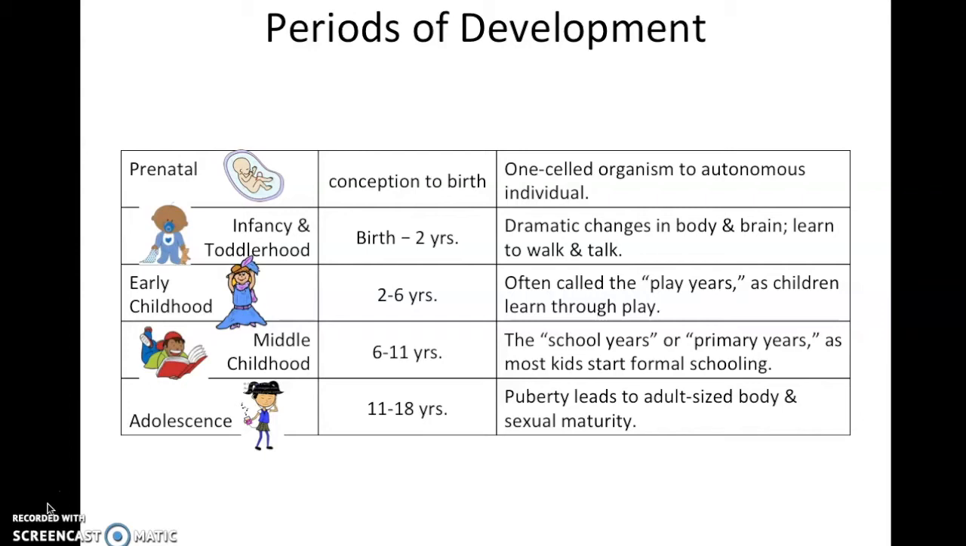In middle childhood, children in the U.S. and similar countries spend time in formal schooling. Hence, this period is sometimes called the school years or the primary years. The final period of childhood, adolescence, includes the years from 11 to 18. This is when puberty leads to an adult-sized body and sexual maturity.